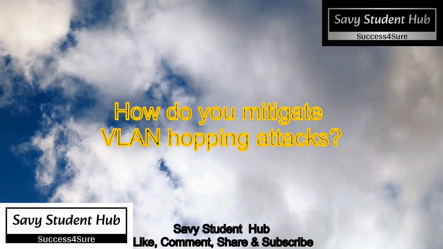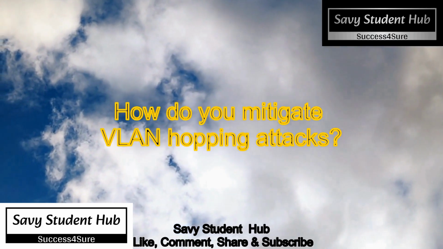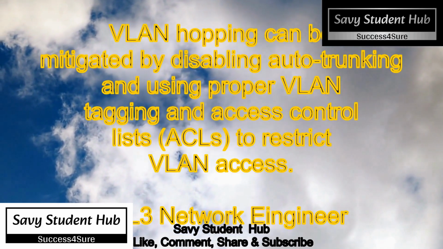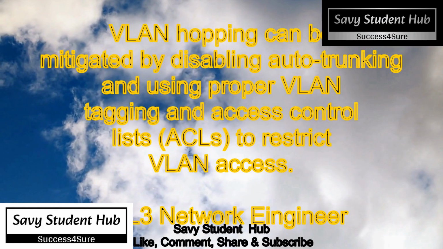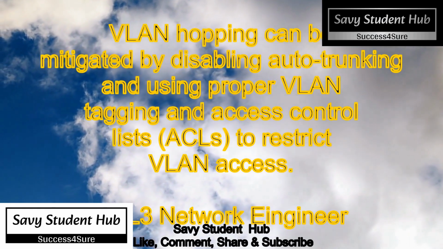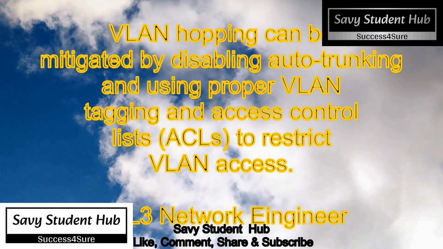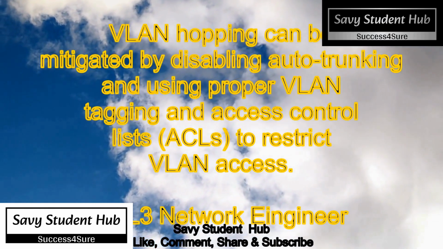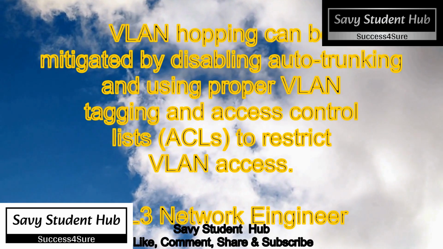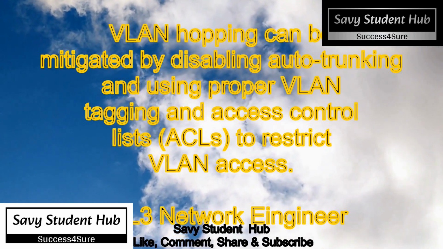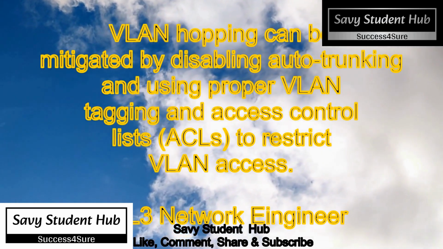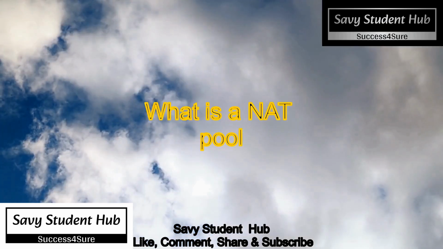VLAN hopping can be mitigated by disabling auto-trunking and using proper VLAN tagging and access control lists (ACLs) to restrict VLAN access. What is a NAT pool?